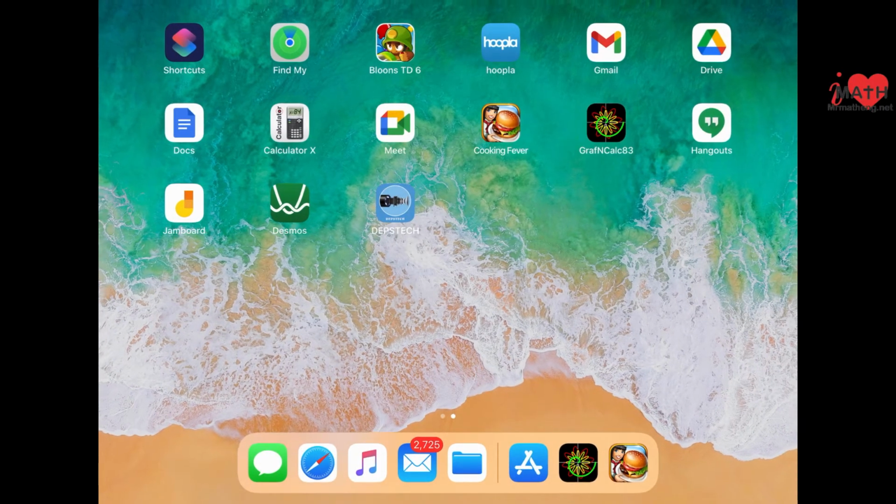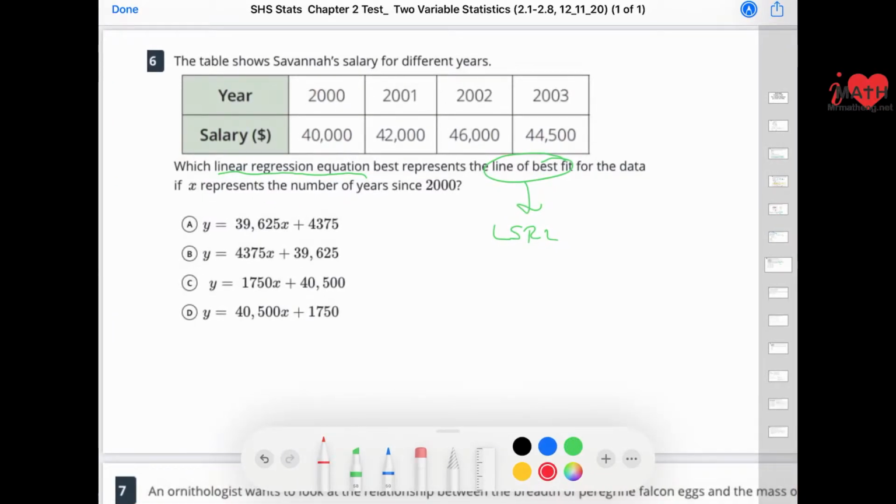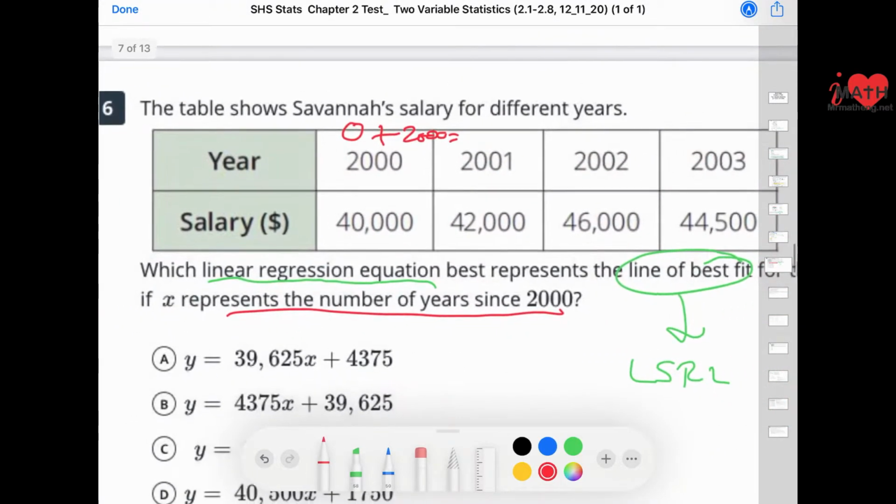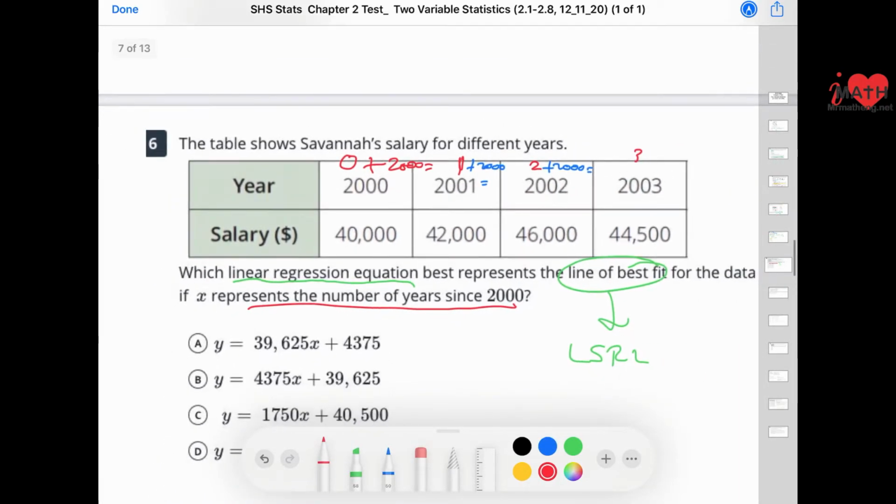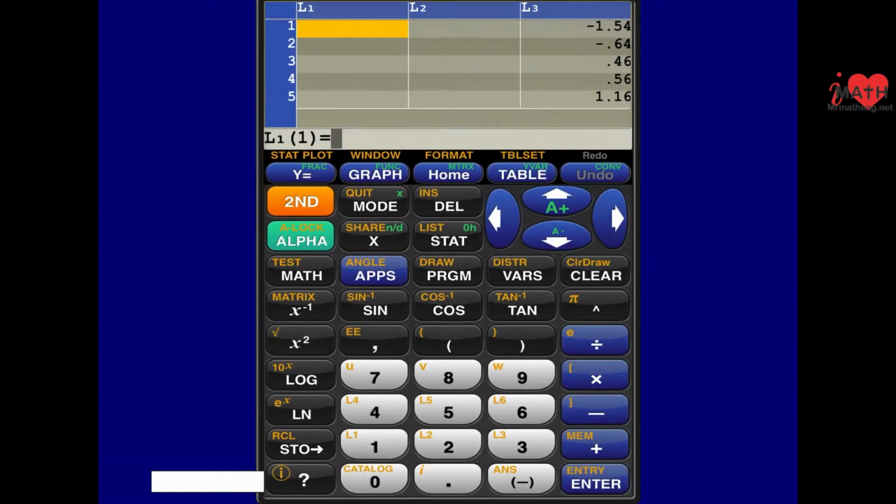Let's go back here and let's just try years since 2000. So this would be 0. 0 plus 2000 gives me 2000. And then this next one would be 1, because 1 plus 2000 gives you 2001, right? Does this make sense? 2 plus 2000 gives you 2002. So that's years since 2000, and this would be a 3. Okay, so let's put that 0, 1, 2, 3. 0, 1, 2, 3.